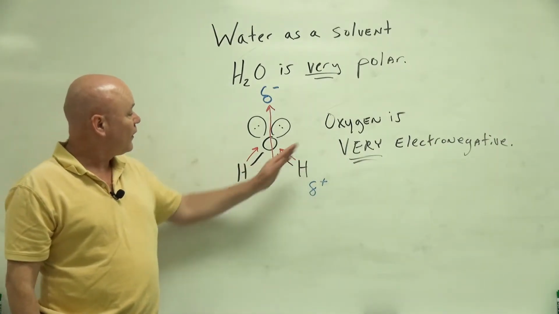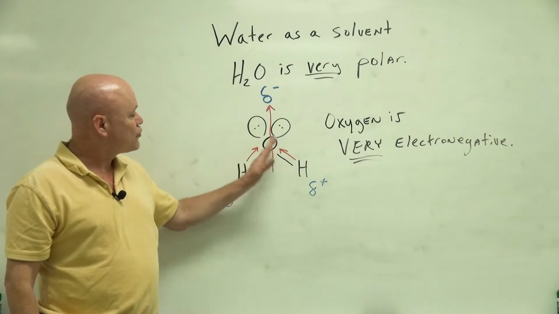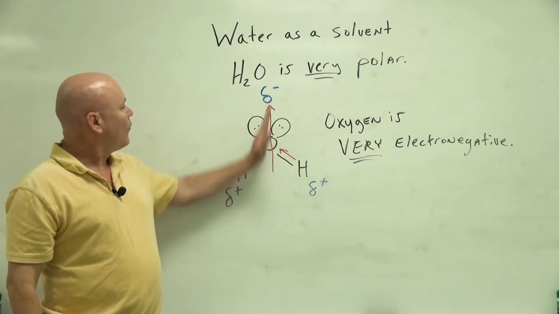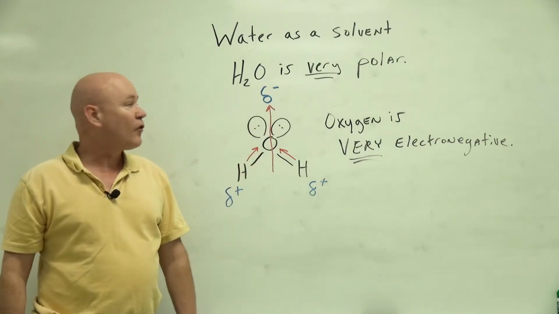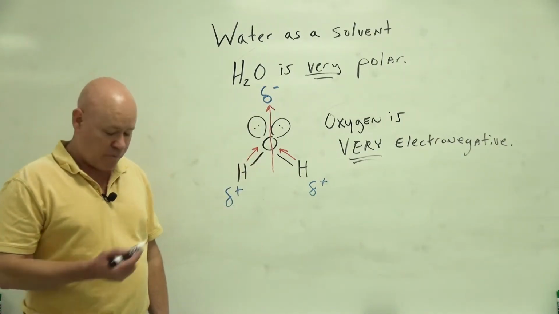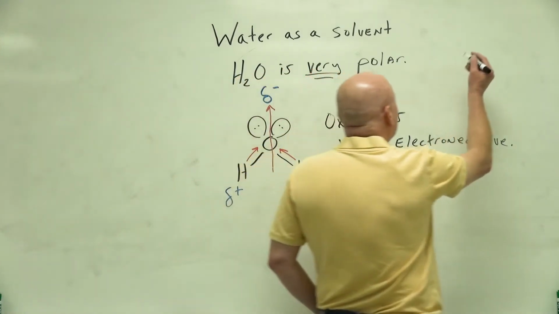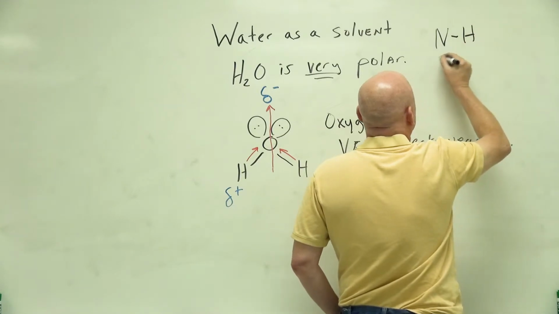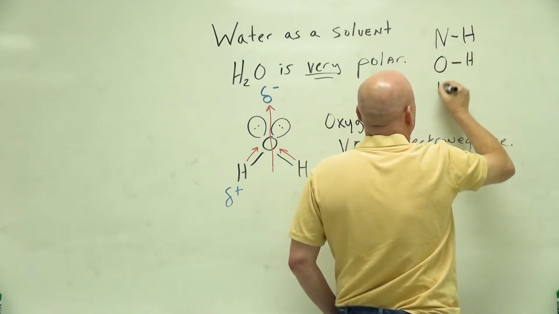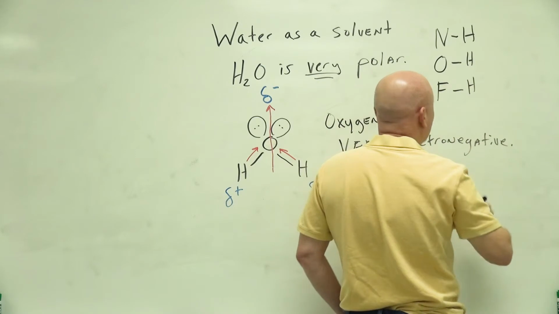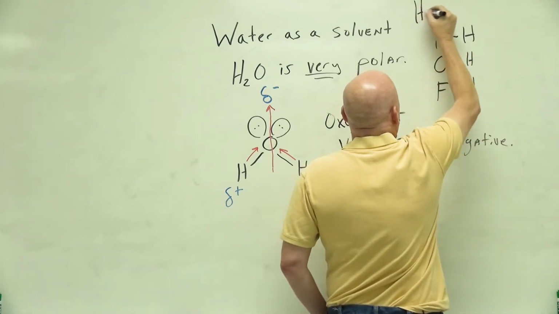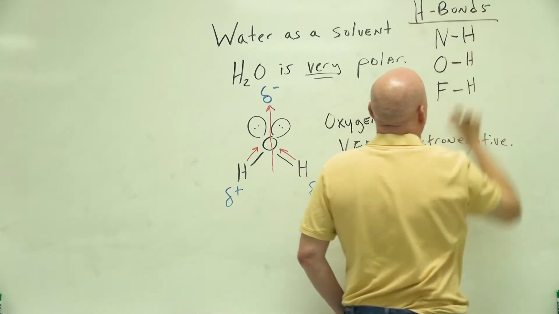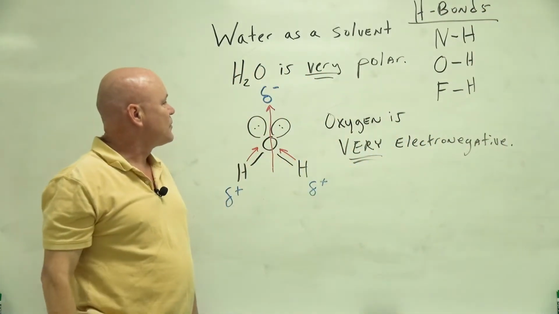Now, since this is very electronegative and this is making a very strong polar bond here, this is particularly a strong force. It turns out that for oxygen and nitrogen and fluorine, if they're paired with a hydrogen, then we call these H bonders or H bonds. They make hydrogen bonds. So you've got NH, OH, FH.